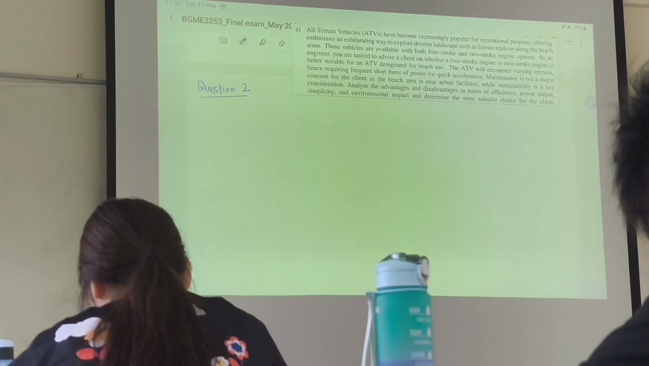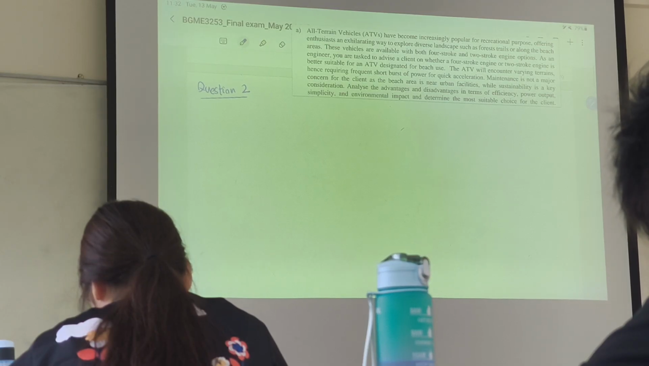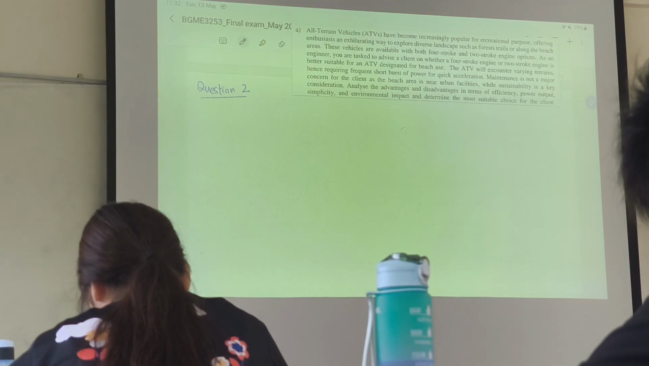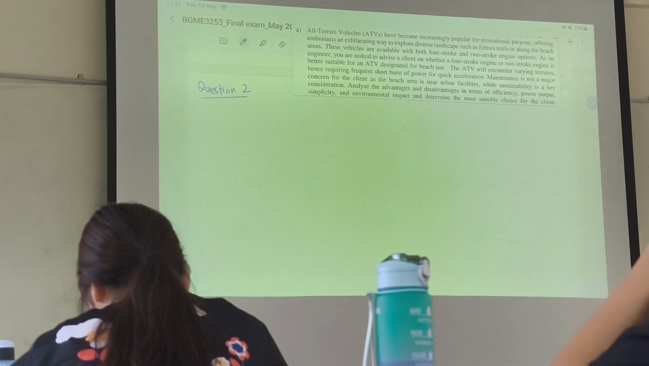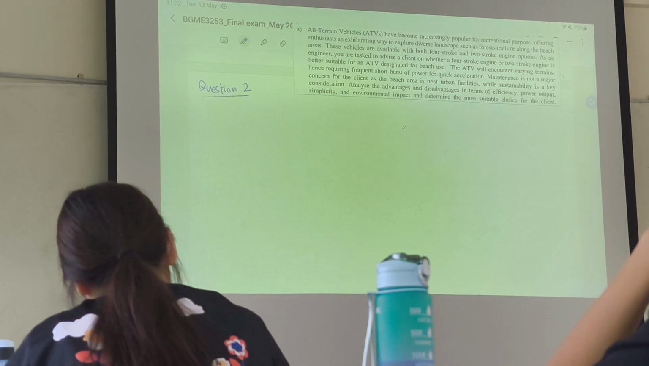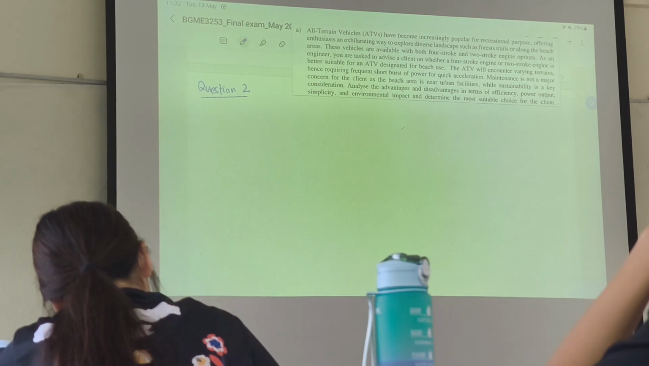So actually this question is quite similar to the other question. The other question was purpose is ski. This is ATV. Okay. So once again, you need to choose between both four-stroke and also two-stroke engine. So as an engineer, you are tasked to advise the client on whether a four-stroke or two-stroke engine is better suited for an ATV design for which use.